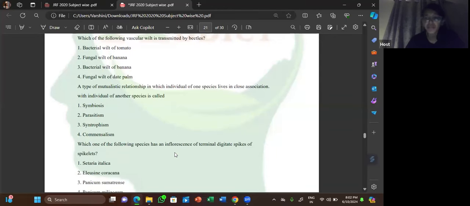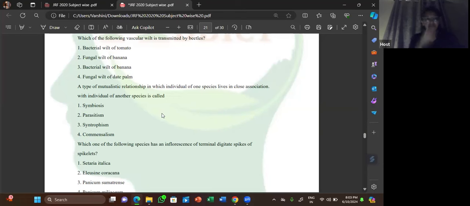which of the following vascular wilt is transmitted by beetles? You all know, usually vascular wilt is caused by Fusarium. Among these diseases, which is transmitted by beetle, they are asking. Okay, let me answer it. So here, the vascular wilt which is transmitted by beetle is fungal wilt of date palm. Option 4 is the answer for this.